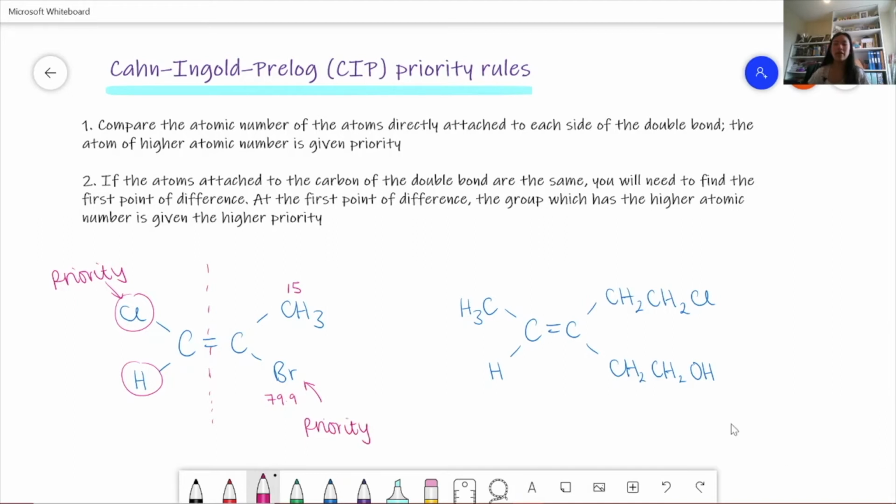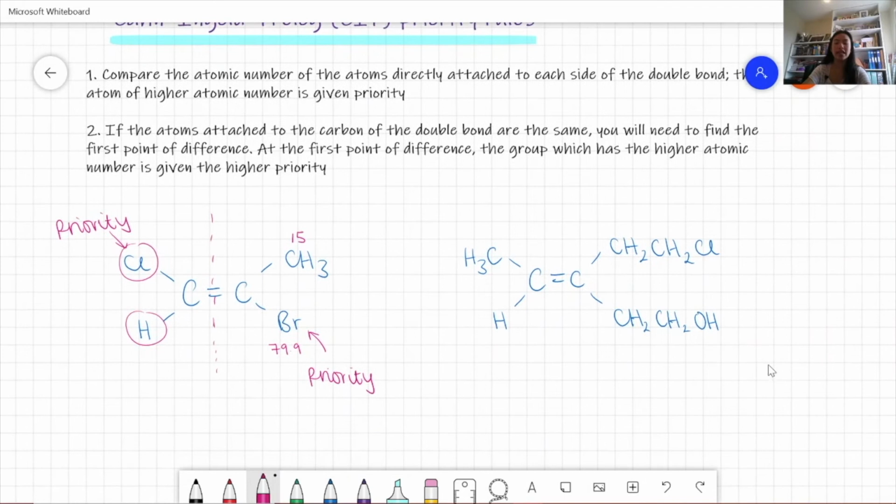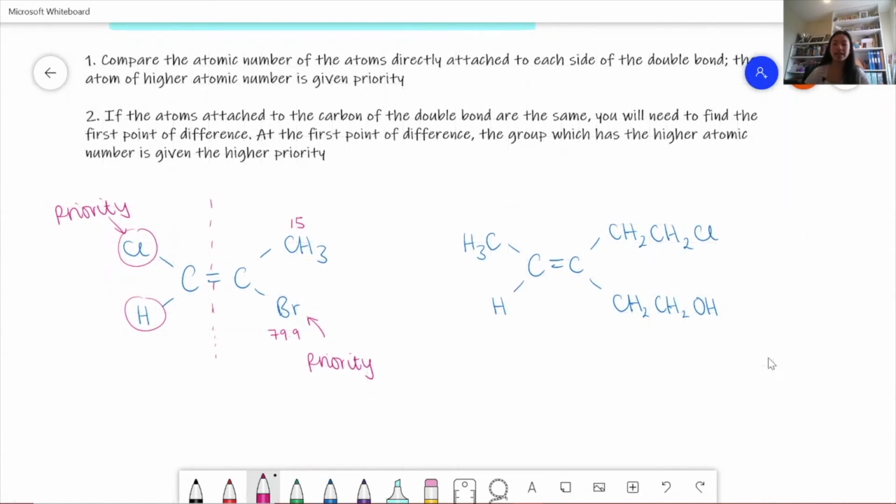And so to work out whether this is an E or a Z alkene, because there are 3 substituent groups attached which aren't hydrogens, we take the chlorine and bromine because they take priority. And so this is an E isomer. Now this is actually 2-bromo 1-chloro propane, but that doesn't really matter. We're just looking at if it's an E or a Z isomer.